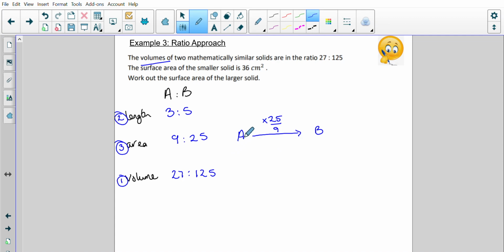So where I've got an area in my smaller shape of 36, to work out the area in my larger shape, I need 36 times 25 over 9. We don't need a calculator for this one. Let's cross cancel. 9s into 36 go 4, so I've got 4 over 25. You might prefer to pop that over 1. I get 100 centimetres squared for my surface area of my larger shape.